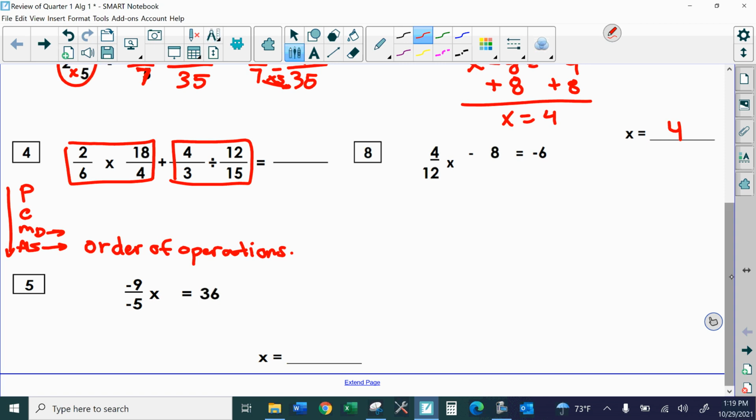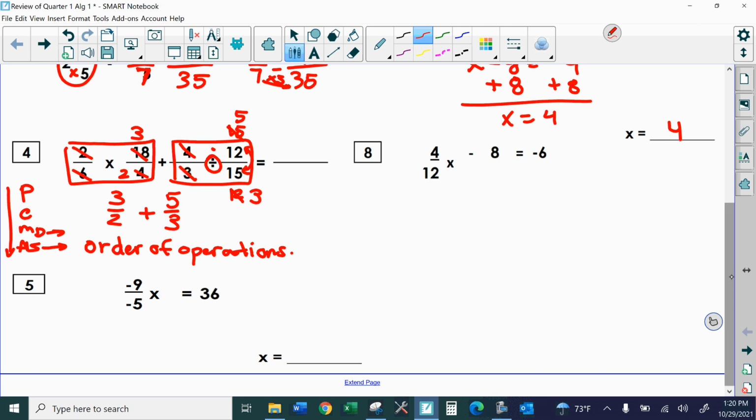So multiplying, I can just cross cancel, or I can vertical cancel. I can just not horizontal cancel. So 6 will go into 18 3 times, 2 will go into 4 2 times, and I get 3 over 2. So I have 3/2 plus. Now you need to remember that division is multiplication by the reciprocal. So switch those two. So I'm just going to write it up here, 15 and 12. The 4 will cancel the 12 3 times. The 3 will cancel the 15 5 times. So now I have 5/3.